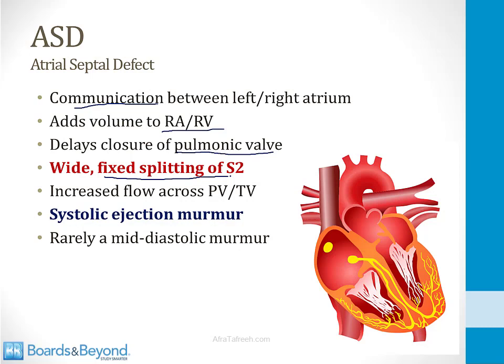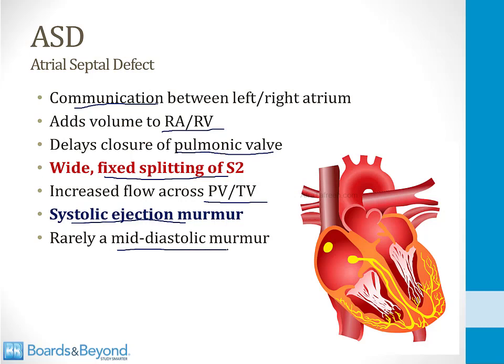The second heart sound is made up from the closure of the aortic and pulmonic valves, and because the closing of the pulmonic valve is delayed in the setting of an ASD, there will be a fixed split of the second heart sound. In addition, because of that extra blood flow on the right side of the heart, there's more blood flow across the pulmonic and tricuspid valves. This often creates a systolic ejection murmur in the pulmonic listening area. It also can rarely create a mid-diastolic murmur from increased blood flow across the tricuspid valve.